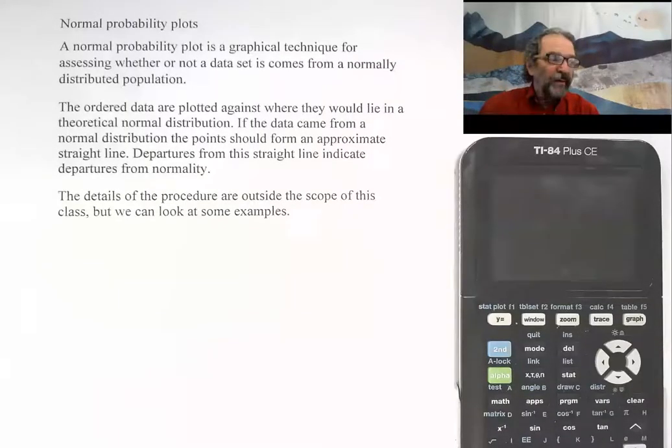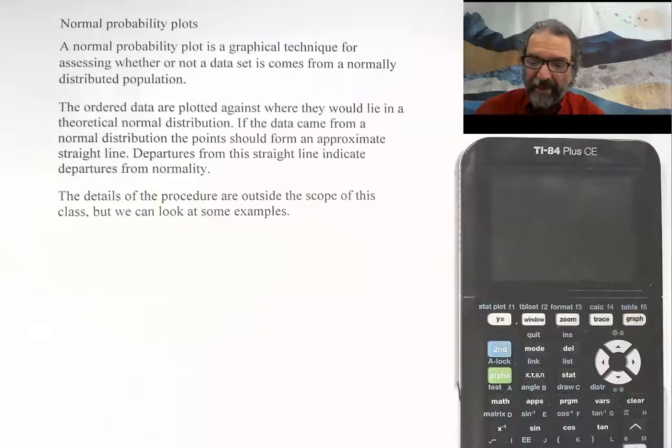So we're in section 7.3, assessing normality. And the section's about normal probability plots. A normal probability plot is a graph created from the data and the ordered positions of the data. It enables you to tell whether the data could have come from a normal distribution. The ordered data are plotted against where they would lie in a theoretical normal distribution.